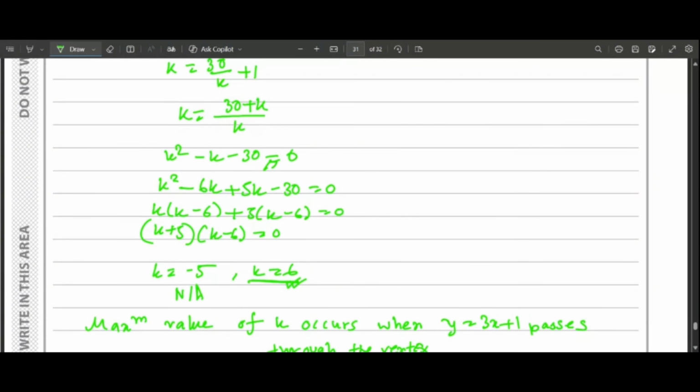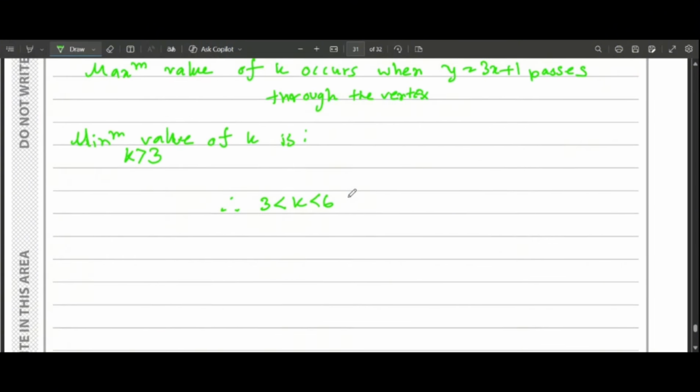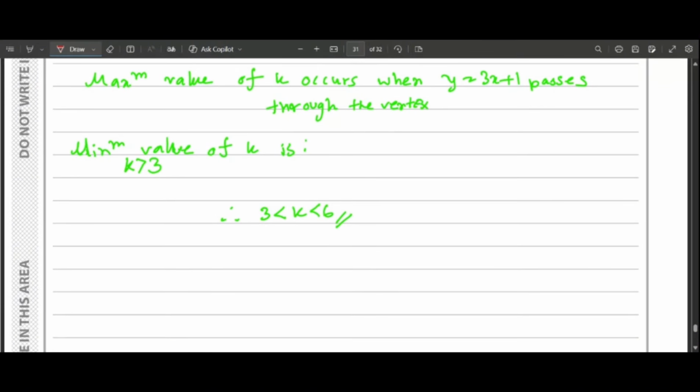That's why the maximum value of k will occur at the point at which the line passes through the vertex, and the minimum value occurs at k greater than 3. So this is our answer to question number 10. This concludes our question number 10, and also this concludes our paper.